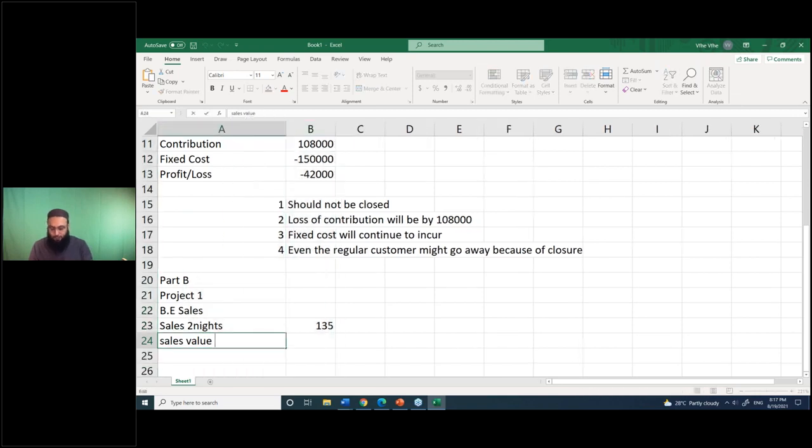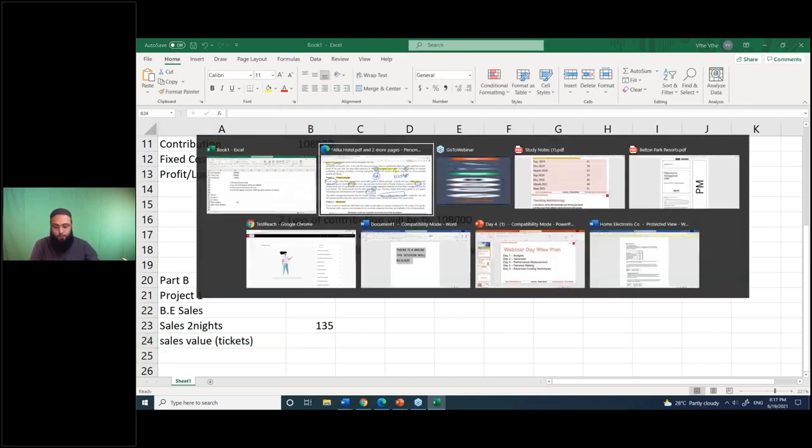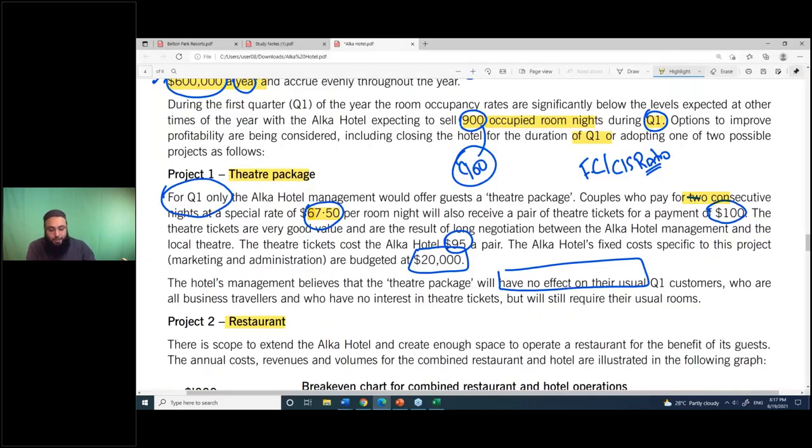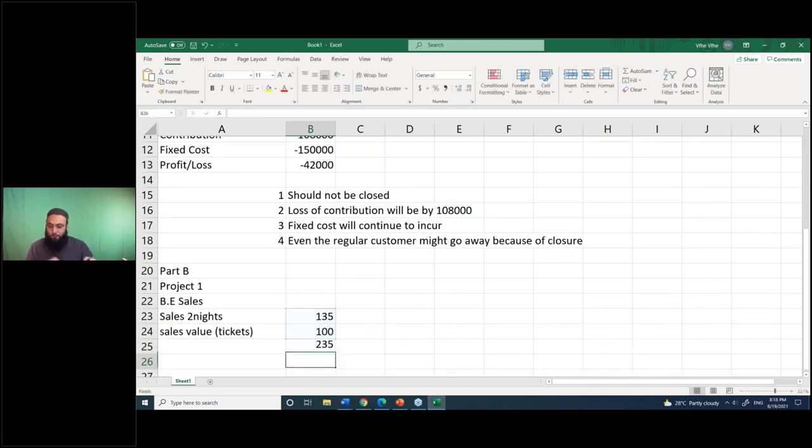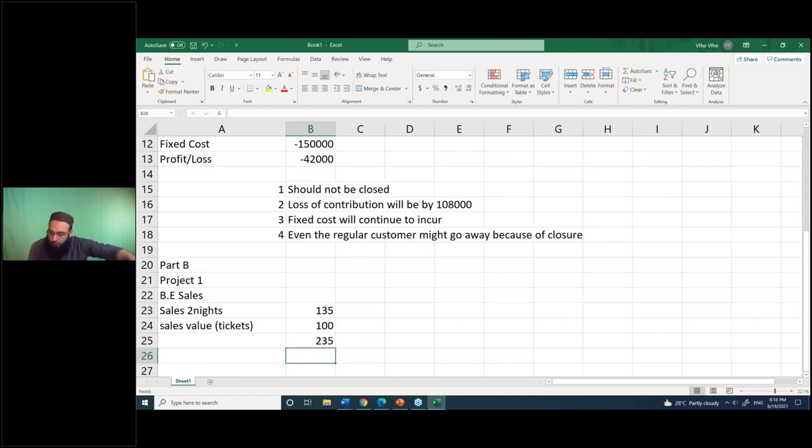Tickets. So how much is that value? That value is 100. Okay. So the total of these two is 235. 235 is the total of what we are earning from one pair who comes to us in the hotel.